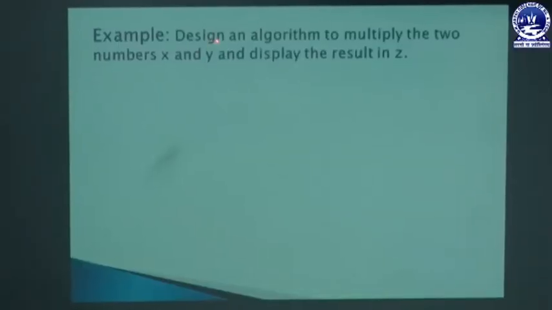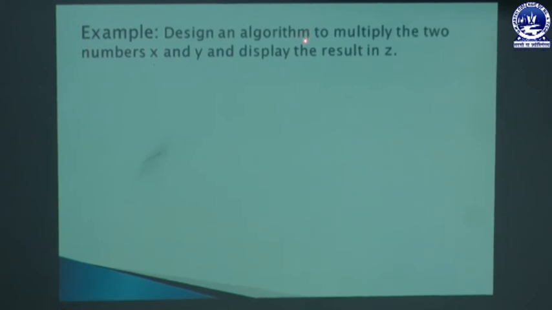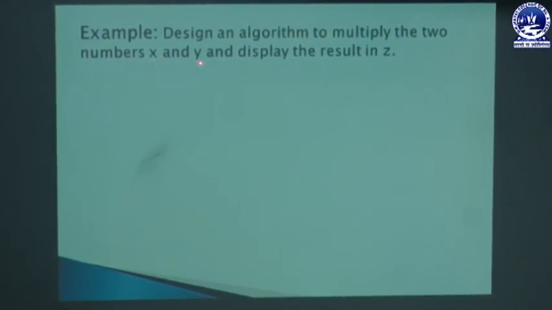This is the algorithm to add 3 numbers and print their sum, and the program implementation of the algorithm using the C programming language. Next we will see another example of an algorithm. This is another example: design an algorithm to multiply 2 numbers x and y and display the result in z.